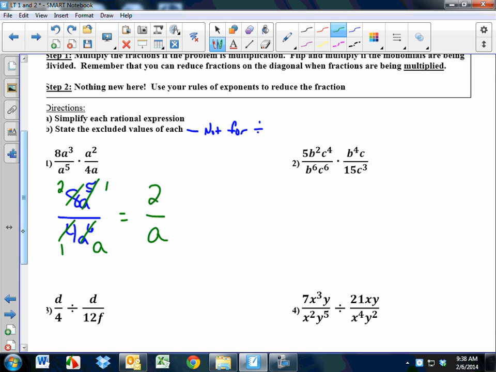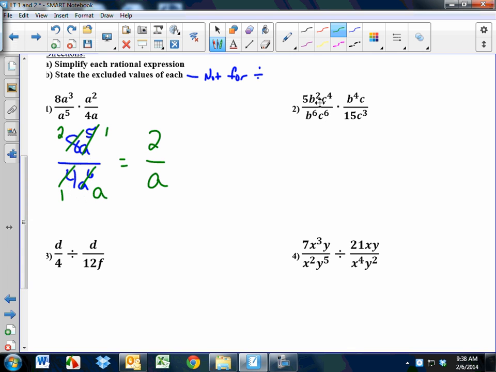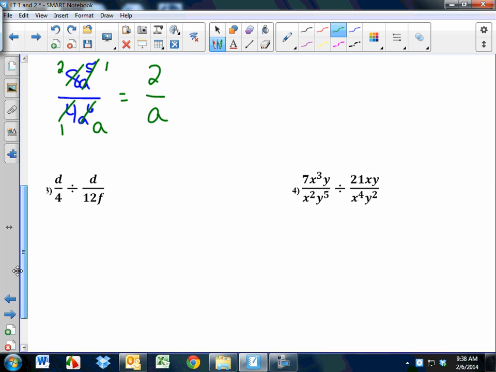Now I'm not going to do the next one, number 2 there. If you multiply the tops, you'll get b to the 6th, c to the 5th. If you multiply the bottoms, you'll get b to the 6th, c to the 9th, and then you'll reduce like you did here. Let's do one of the division problems. Let's do the harder one.